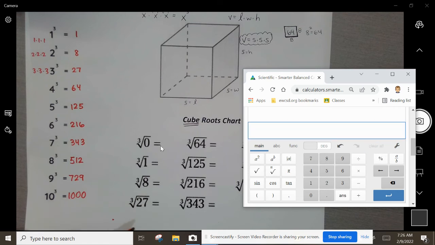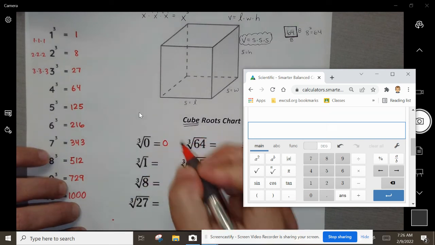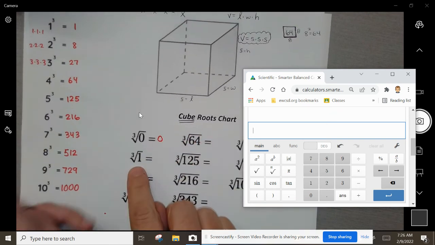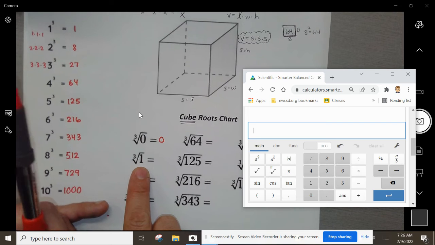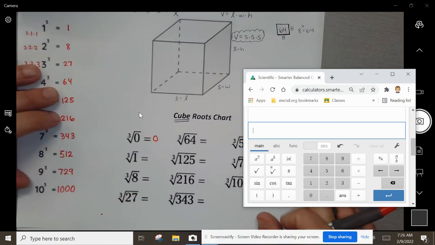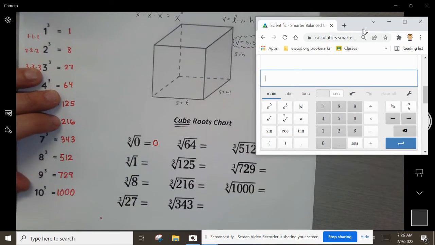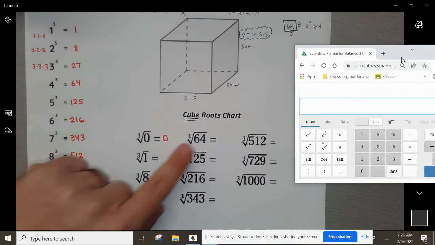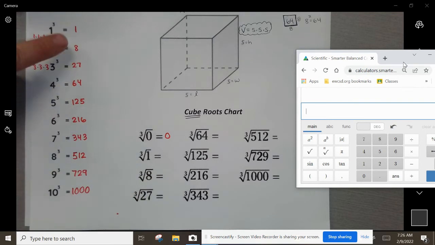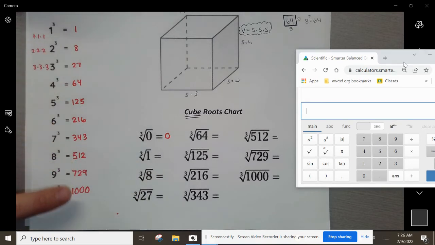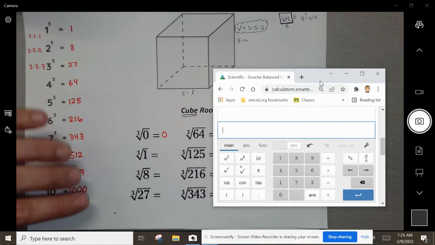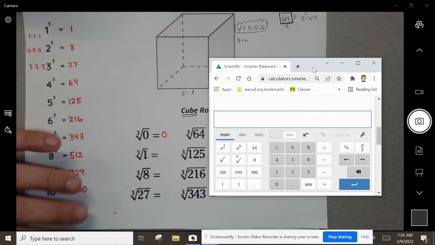So right now, you're going to try to figure out what number to the third power equals 0. 0 is the easiest one. What number to the third power equals 1? And you're going to notice these numbers. What do you notice right now looking at these numbers? You see all these numbers here? And look at all these numbers here. Okay? So those numbers do correlate, but I want you to see how to use the calculator as well.